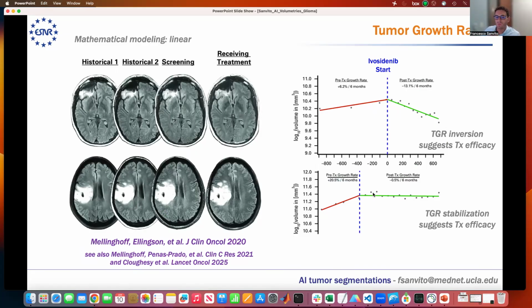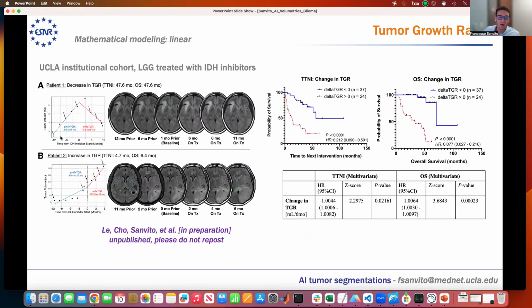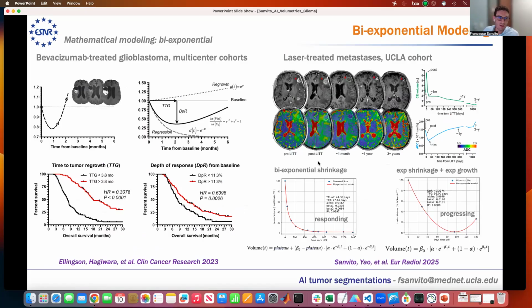You can see that the slope of the growth has been reduced, which probably symbolizes that the treatment is working. It's another case where the slope is reduced. These are our own cases where we show that after IDH inhibition, the slope of the tumor growth bends to the other side, or in this case, it's a non-responder, so it did not bend. Actually, it increased, and you can see how the change in growth rate before and after the treatment is associated with patient outcomes, even after adjusting for confounding factors.